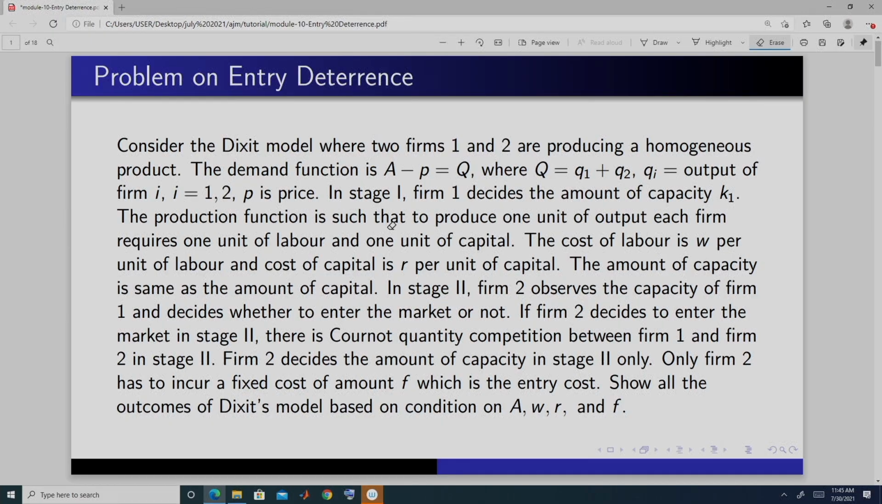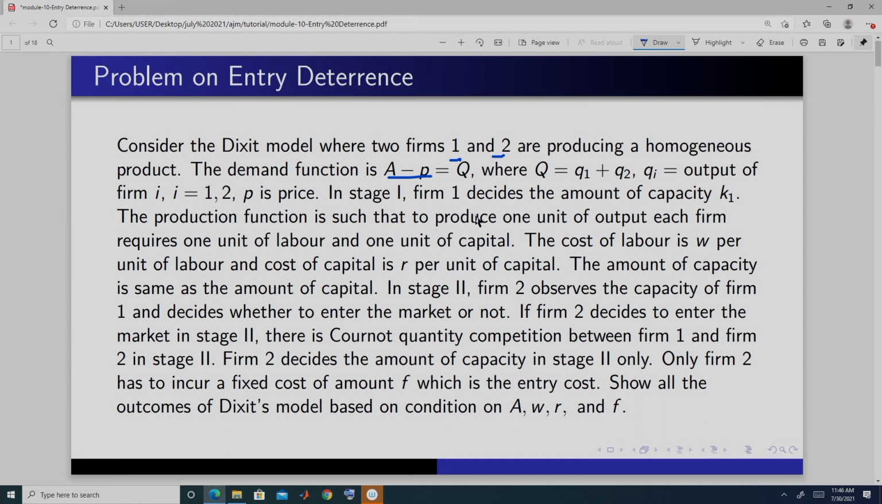Let us solve one problem on entry deterrence, or you can take this as an example. Suppose there are two firms, firm 1 and firm 2. The market demand function is this, and Q1 and Q2 are the outputs of firm 1 and firm 2. P is the market price here.